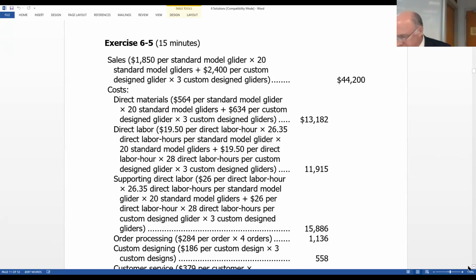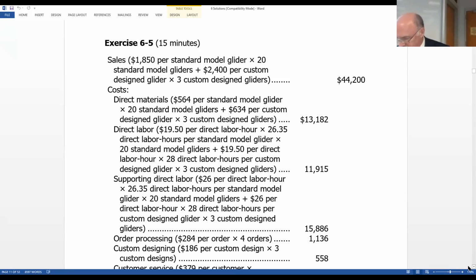So they have supporting direct labor, $26 per direct labor hour. And then they have order processing, custom design processing, and customer service. Management would like an analysis of the profitability of a particular customer, Big Sky Outfitters, which has ordered the following products over the past 12 months. So you have 2 columns there. You have the standard model and you have the custom design. Number of gliders, 20 of one, 3 of the other. Number of orders, number of custom designs, and so forth.